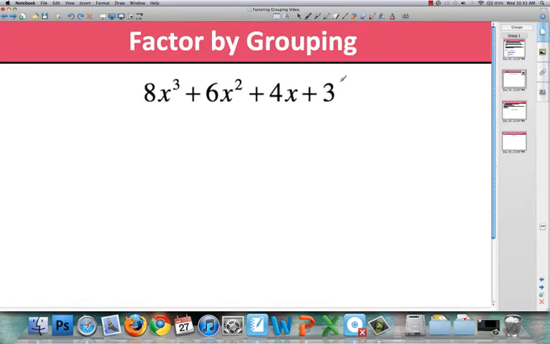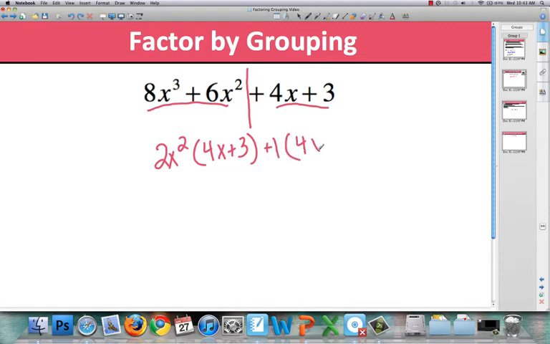Okay, so let's look at another example of factor by grouping. Again, we have a 4-term polynomial, so we're going to split it in half and take a look at 2 binomials. Our first binomial, 8x cubed plus 6x squared, has a GCF of 2x squared. If we factor that out, we're left with a binomial of 4x plus 3. If we take a look at our second binomial, 4x plus 3, the only common term they have is a positive 1. So if we factor out a positive 1, we're left with 4x plus 3.